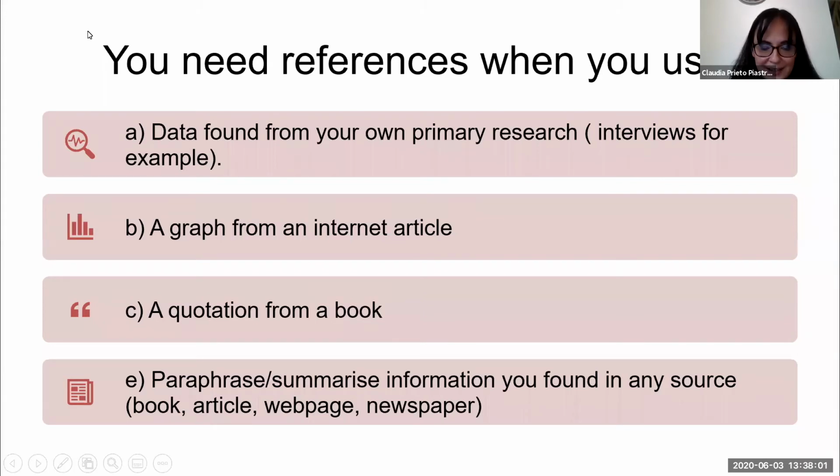We saw this last week, but I just want to give you a quick reminder of when you need to use references. For any data you found from your own primary research, like surveys, okay? If you use a graph from an internet article, you need to reference it. A quotation from a book, of course, and anything that you paraphrase, summarize, or any information that didn't come directly from your head, okay? But that you found in a book, article, webpage, newspaper.